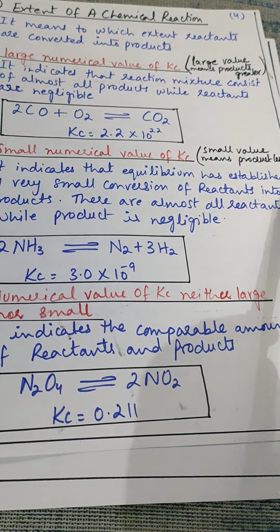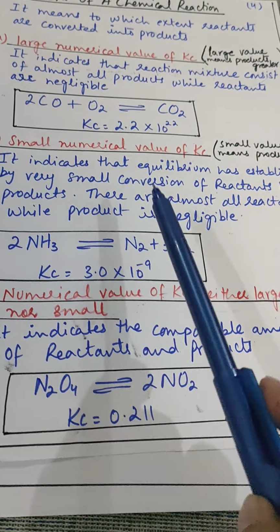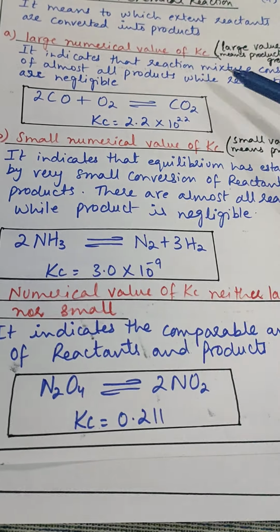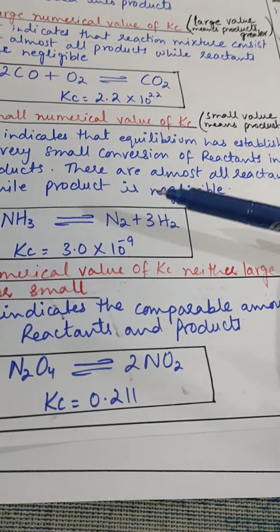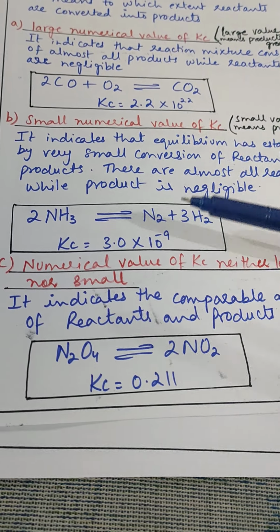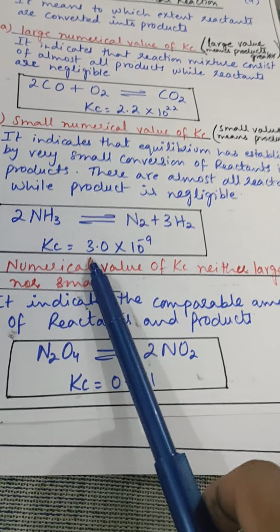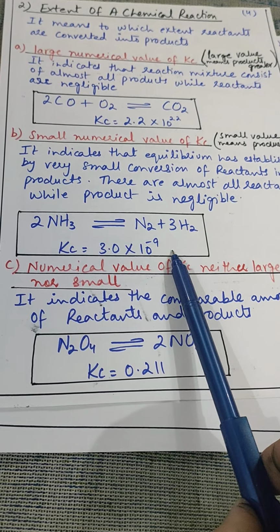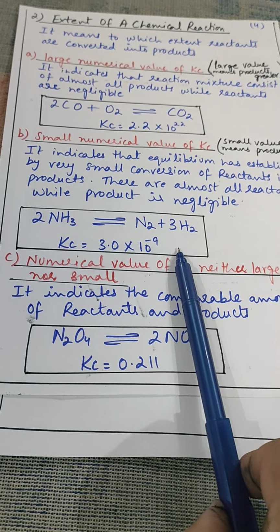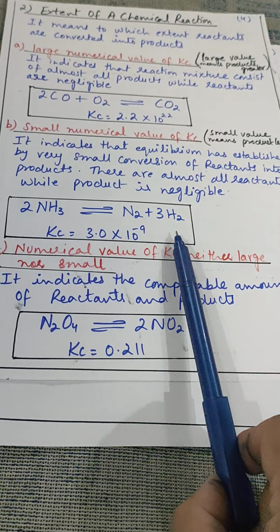So it indicates that the equilibrium has been established by a very small conversion of reactants into products. So there are almost all reactants while the product is negligible. It is the opposite of the first one. The value of the Kc in the second example, which is the formation of nitrogen gas and hydrogen gas by the decomposition of ammonia, is 3.0 times 10 raised to power minus 9. So it means that in this case there is a small numerical value of Kc, which indicates that there are almost all reactants and the products are negligible.